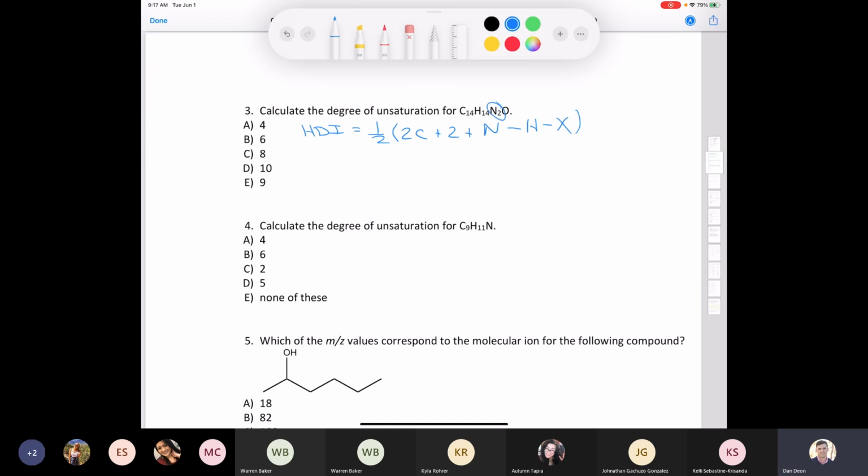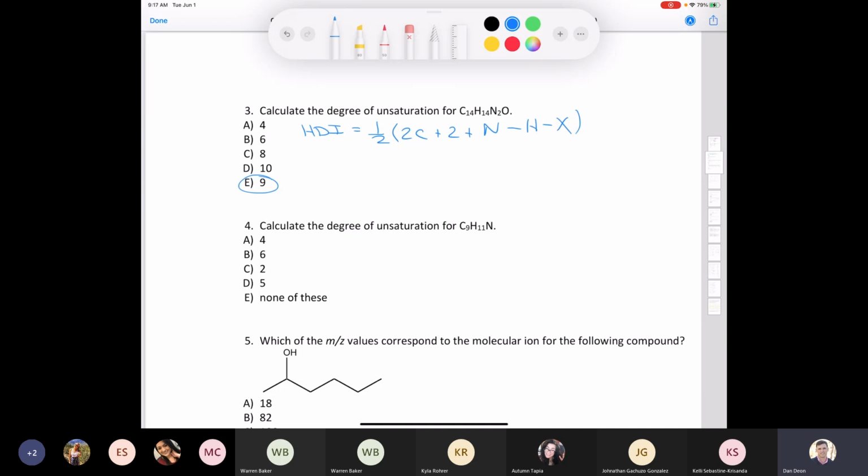Or you could say, okay, well, for every nitrogen, I have an extra hydrogen. I have two nitrogens, so it's like I have 16 hydrogens. Then you have 14 times 2, which gives you 28 plus 2, which is 30. 30 subtract 12, and then you divide that by 2, and you get 9. So the answer would be 9. So 18 divided by 2 gives you 9.